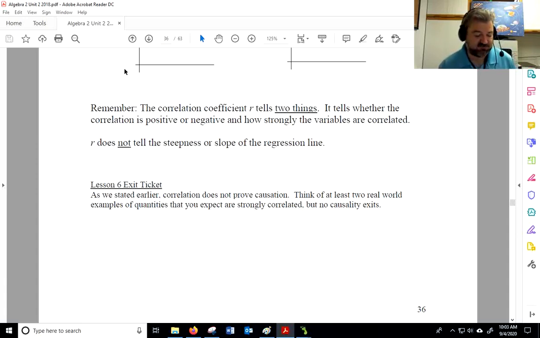If you think hard for an exit ticket, I think you can think of some situations where there are very strongly correlated data, but there's certainly not a causal relationship.